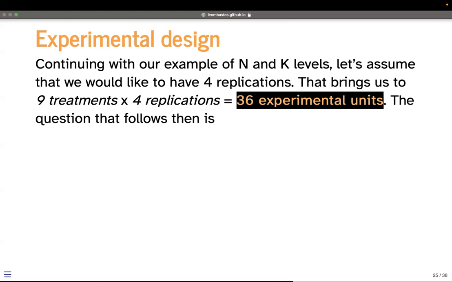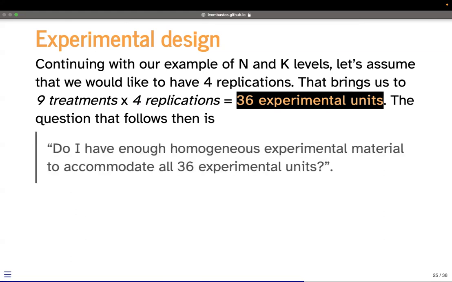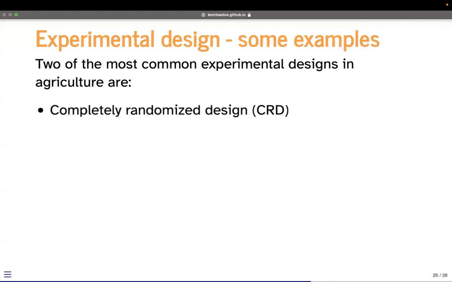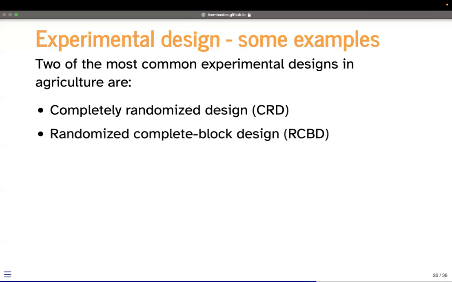So the question that follows is, once you know how many units you need, and in this case what's the area of those units that you require in the farm, then you need to ask yourself, do I have enough homogeneous experimental material to accommodate all 36 experimental units for this study? And this question is going to determine which experimental design you use, right?